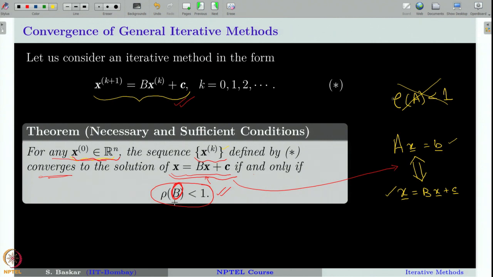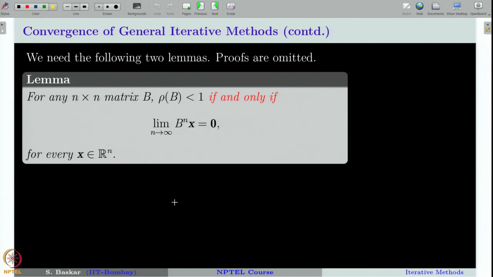B. Now, our interest is to prove this theorem. But to prove this theorem, we need two important results from linear algebra. We will recall these results without proving them. The first result is, for any n cross n matrix B, any matrix need not be an iterative matrix. This result is from linear algebra and it holds for any matrix. For us everything is with real entries. The spectral radius of B is less than 1 if and only if the limit as n tends to infinity of B^n x equals 0, and this should happen for every x in R^n. This is one result that we will be using in the proof of our theorem.